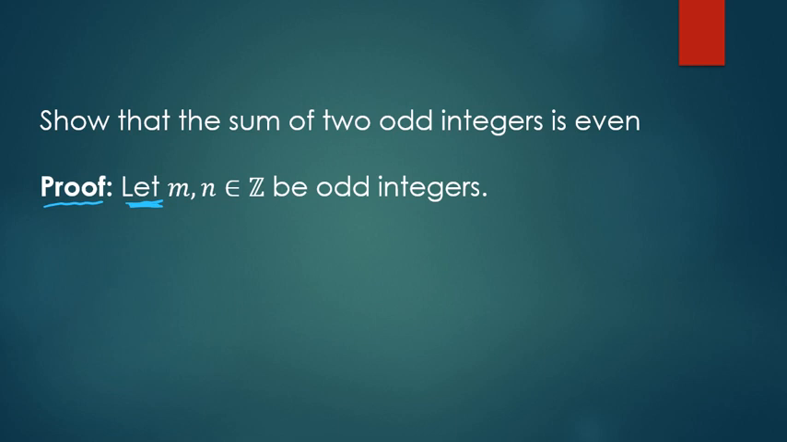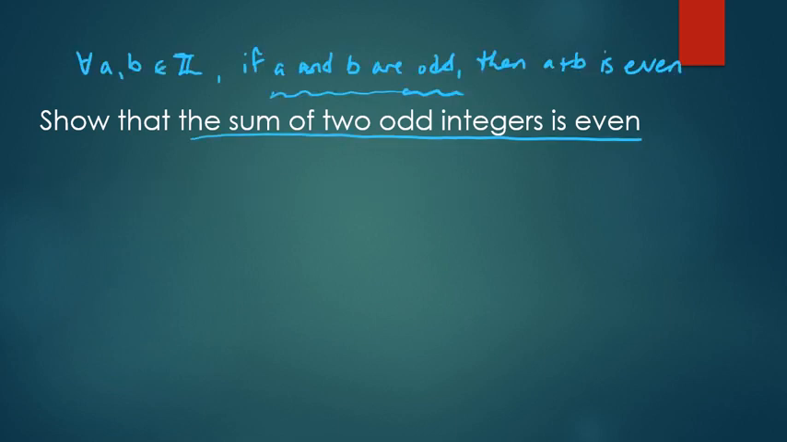So this was step 2. You have your particular yet arbitrarily chosen guy or guys in your domain, and you've assumed that your hypothesis or hypotheses are true. You're now going to then use basic definitions, basic theorems, basic math facts to show that the conclusion has to be true. We want to show that A plus B is even.